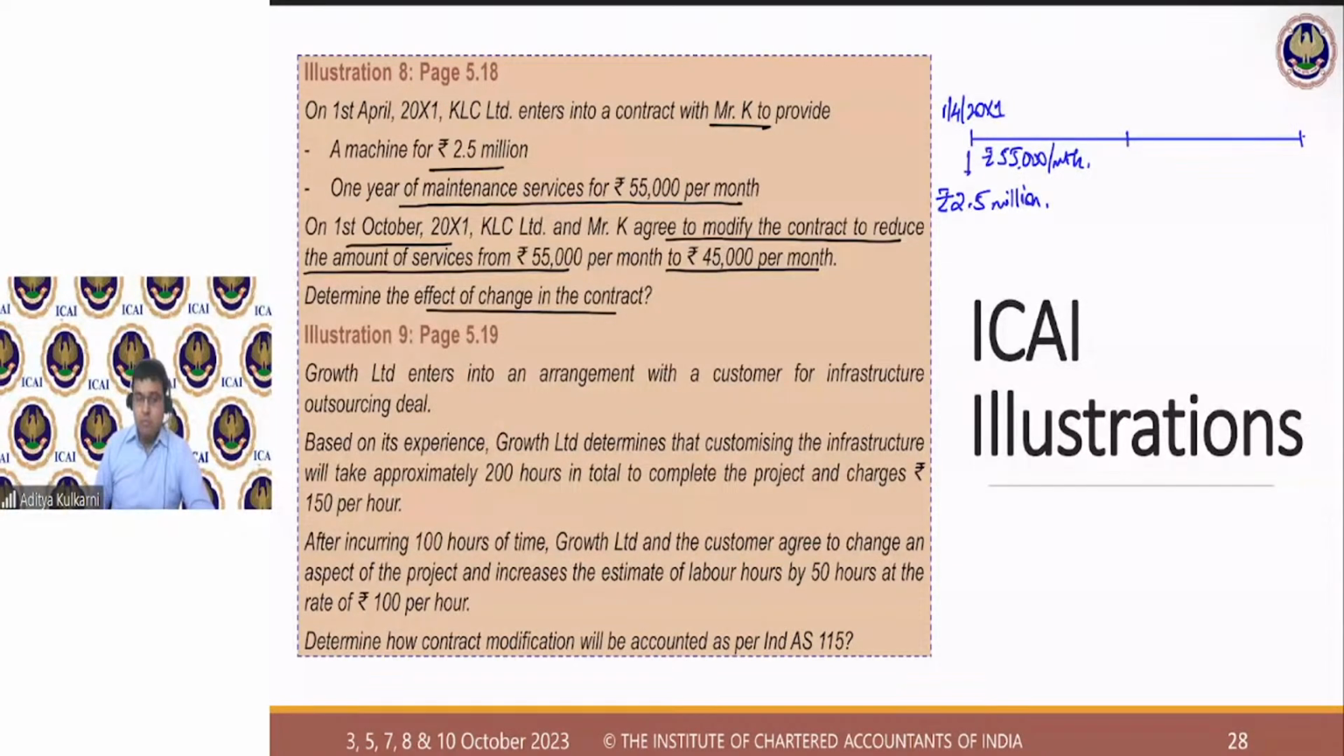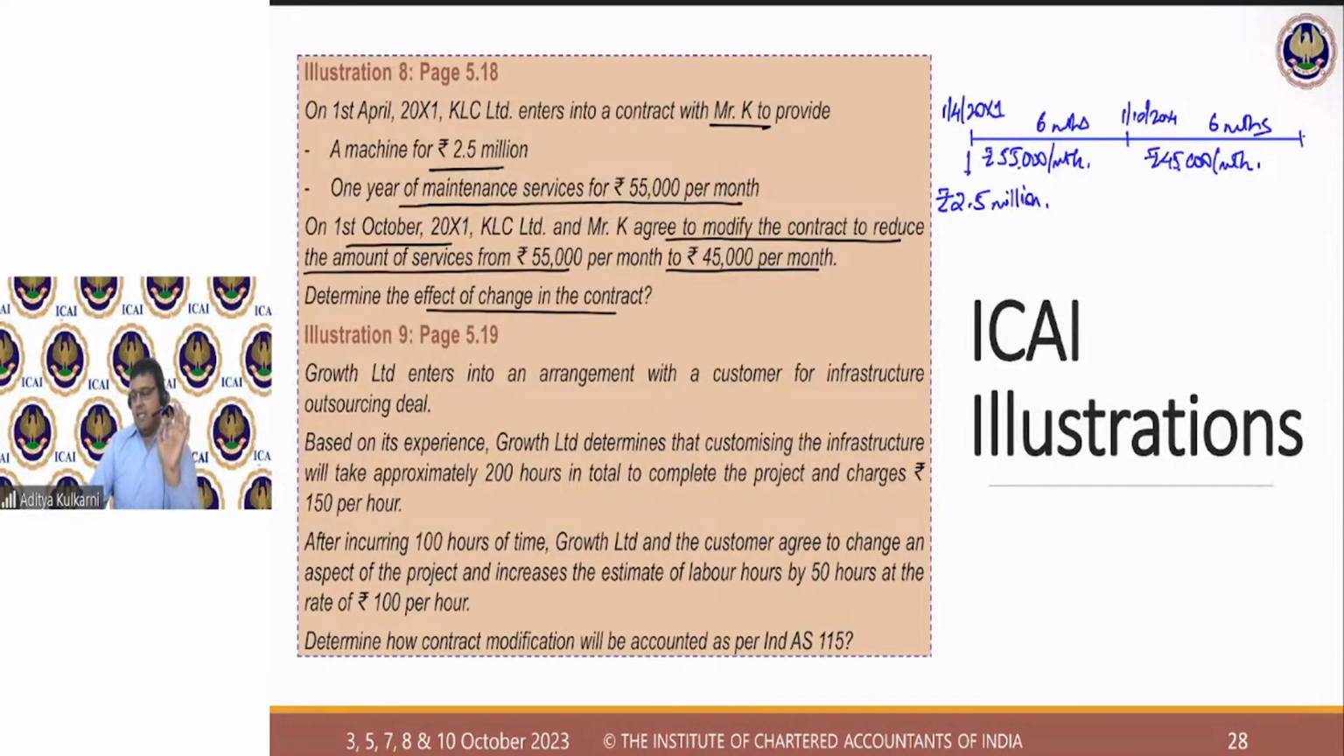From 1st October, they agreed to modify the coverage of the services and reduce it to 45,000 per month. So this is 6 months past. So from 1st October 20X1, this will be 45,000 per month for the remaining 6 months. Okay. Are you clear with the question? Everyone, have you understood the question? Any doubts?